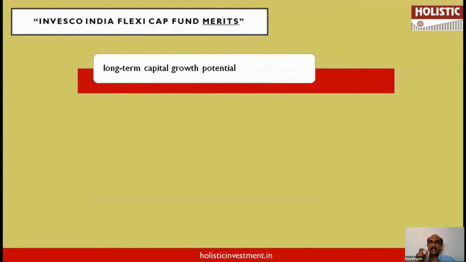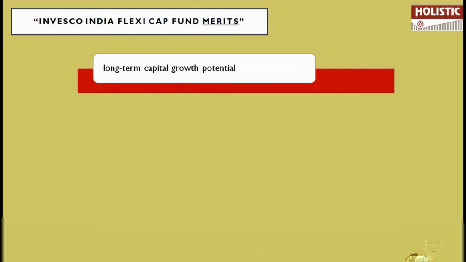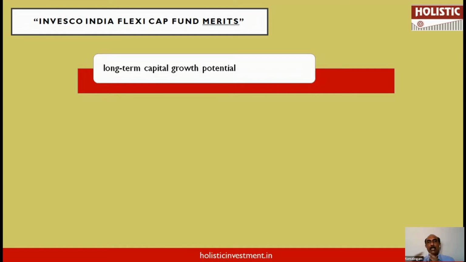Long run means a time frame of 7 years plus that an investor should have in mind, because within 7 years the market will go through different cycles: a period of no returns, a period of low returns, a period of negative returns, and a period of very good returns. In which combination it will come, we don't know. That is why we say, stay the course for 7 years plus. In that time, this fund has the potential to give long-term capital growth.